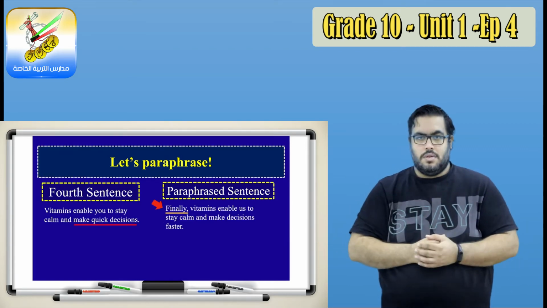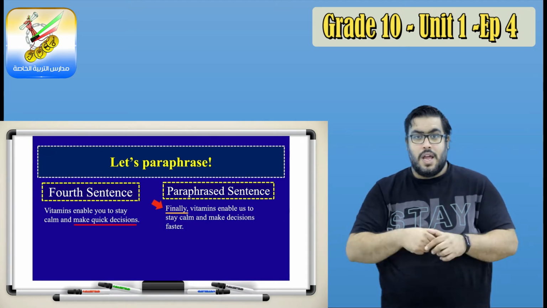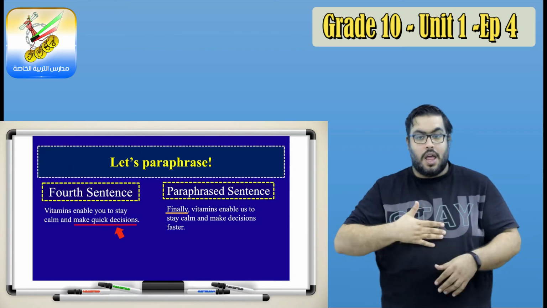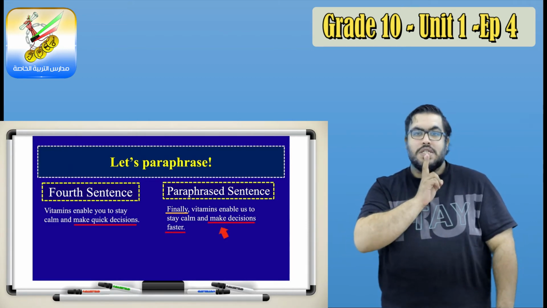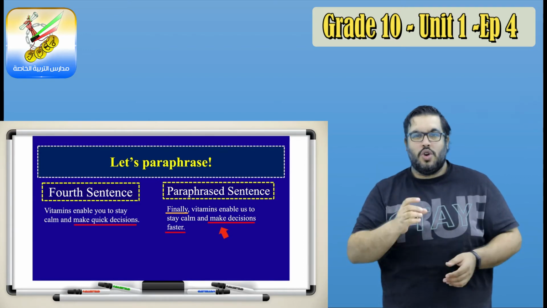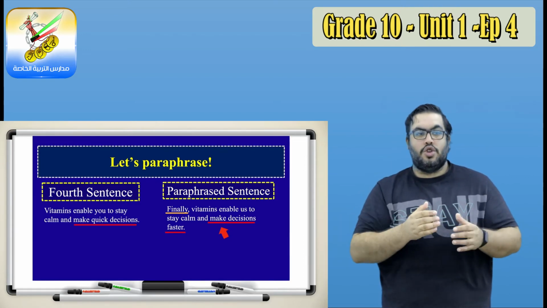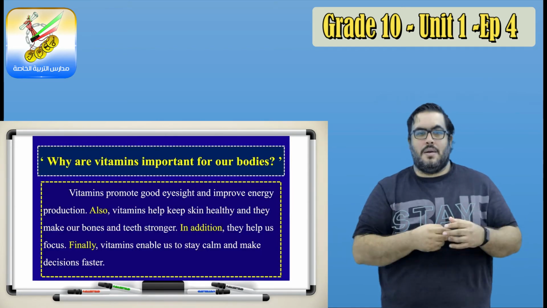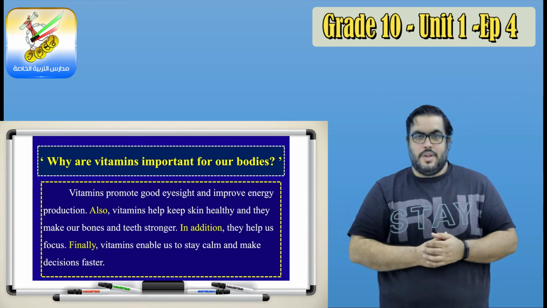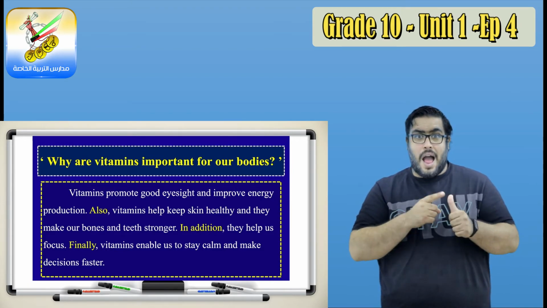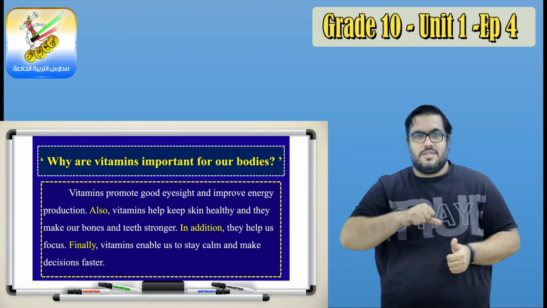We use for our last sentence finally, which is also a sequence word. And we changed make quick decisions into make decisions faster. This is a simple vocabulary change. We changed the word quick into faster. This is how your summary should look like. In paragraph format, 4 sentences, paraphrased, and including some sequence words.